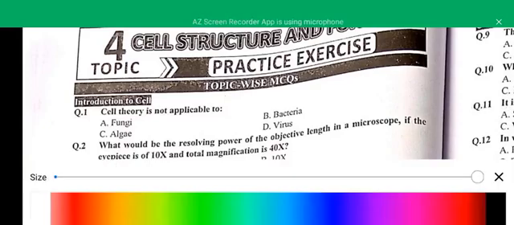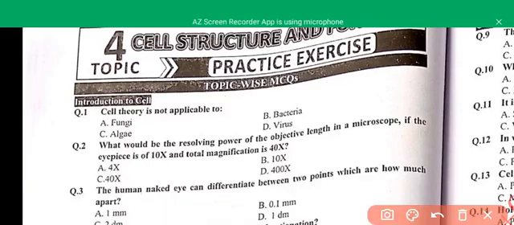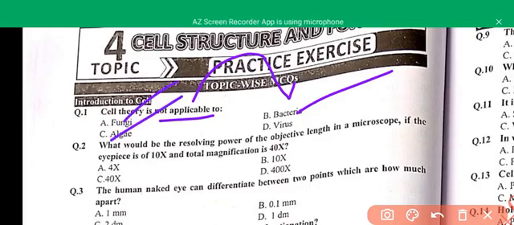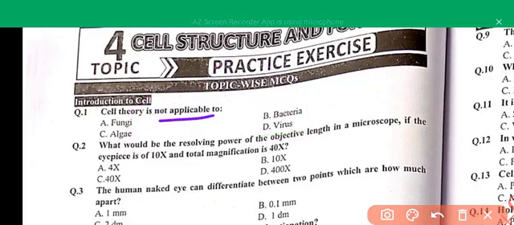Then we continue with our first MCQs. Cell theory is applicable to all the particles that contain cells, but not for the particles that contain no cells. Bacteria contain cells, fungi and algae contain cells, but viruses are at the borderline between bacteria and plants and between living and non-living things. So the best answer is that a virus is not applicable for cell theory.